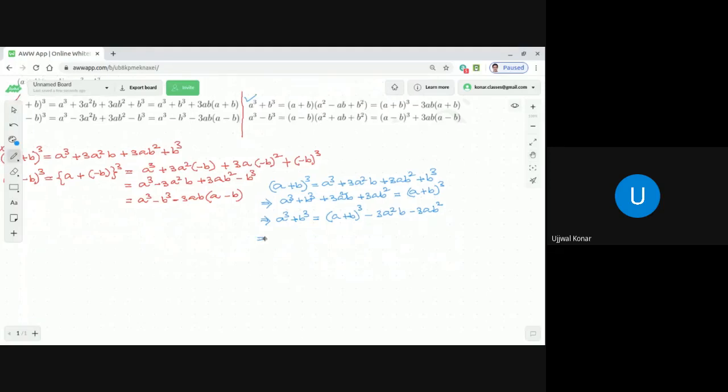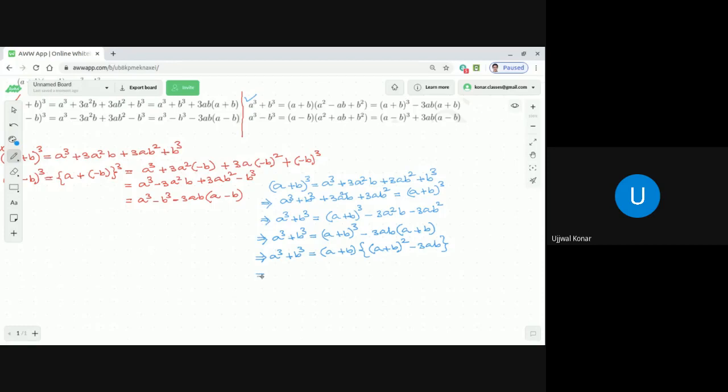So from there, this implies a cube plus b cube is equal to (a + b) whole cube minus 3ab into (a + b). Correct, na? Now, between (a + b) whole cube and minus 3ab into (a + b), we can take (a + b) common. If we take (a + b) common, then what are we going to get? We are going to get (a + b) whole square minus 3ab.